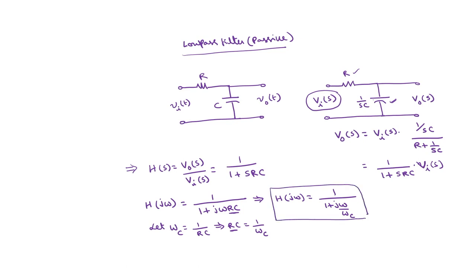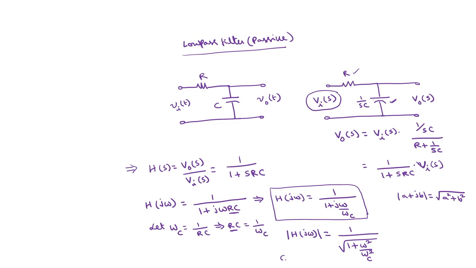Now this will have two parts: one is the magnitude part and the other is the phase part. Magnitude is nothing but 1 by square root of 1 plus omega square by omega c square. As you know, for a complex number, the magnitude is the square root of the real part square plus imaginary part square.